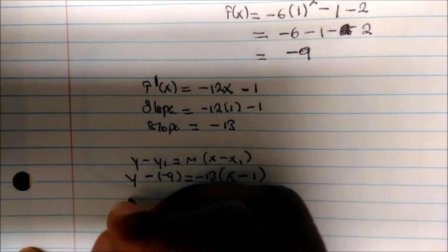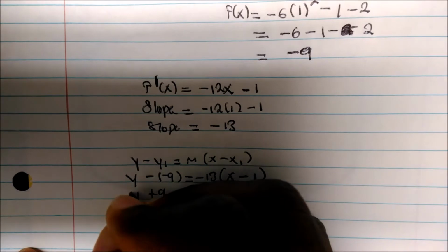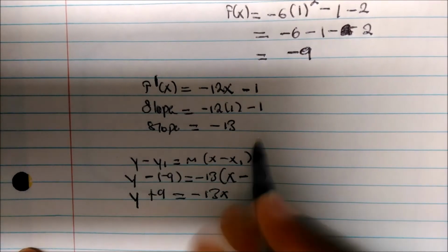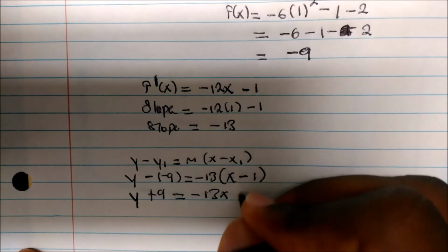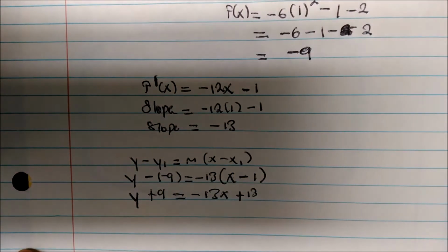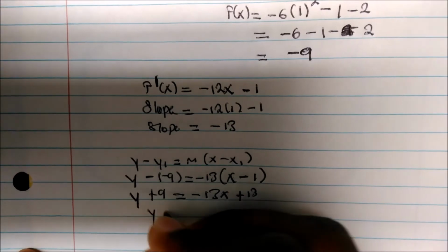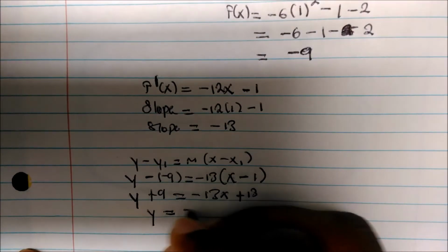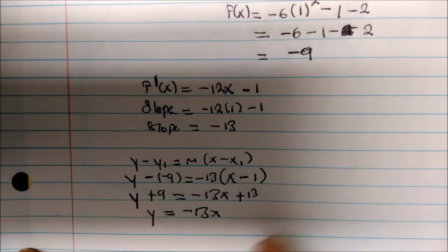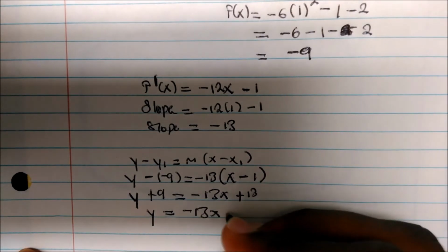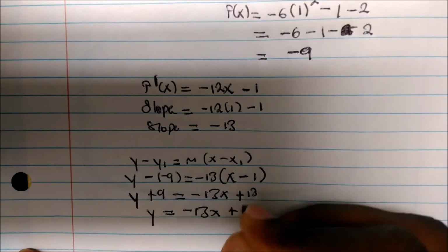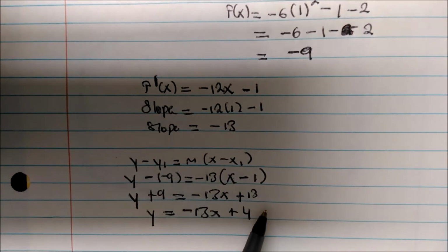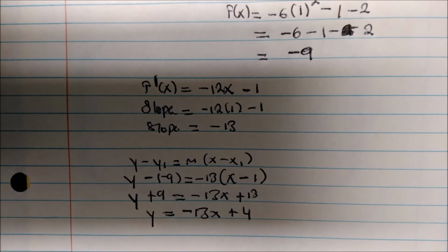So doing the arithmetic, y plus 9, because minus times a minus is a positive, equals negative 13x, we distribute the negative 13 to both terms, plus 13. Yes. All right. So subtracting 9 from this side, y is equal to negative 13x plus 4, because negative 9 plus 13 is just plus 4.